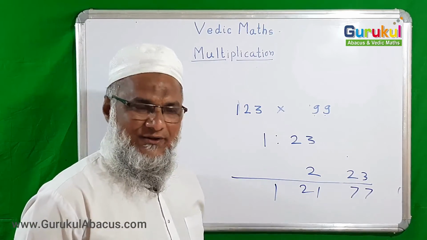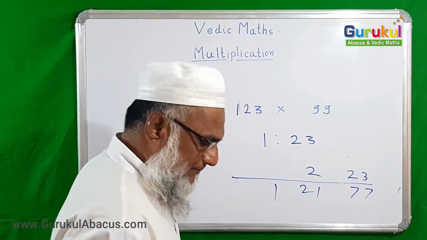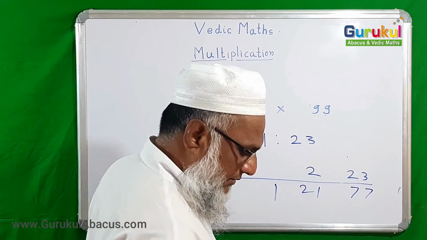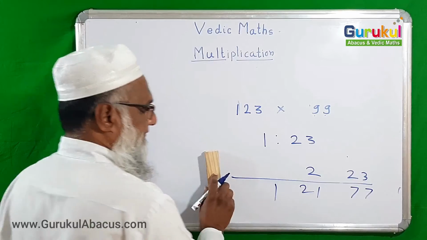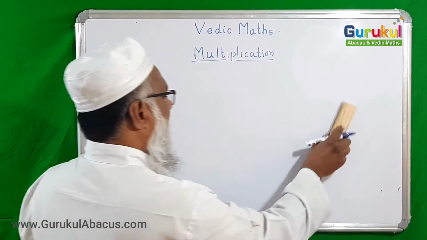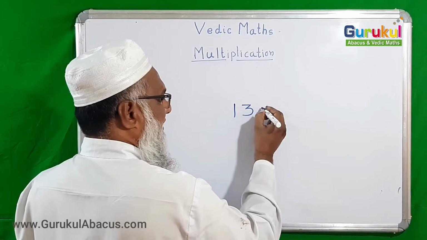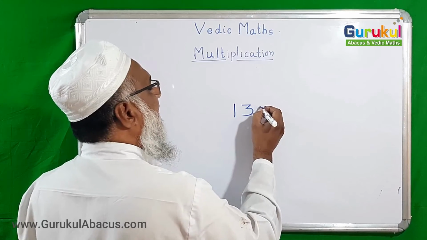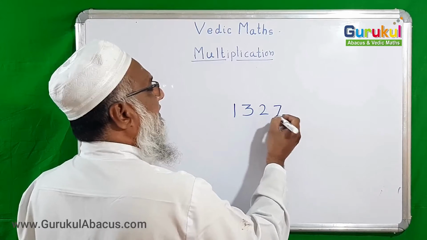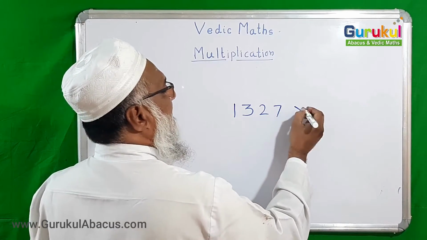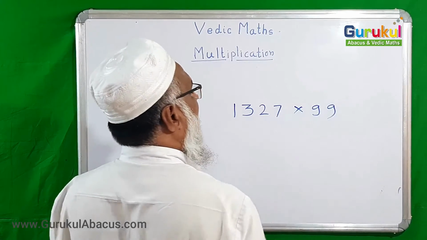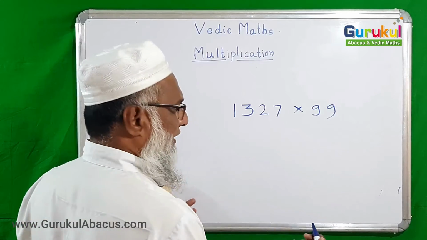This is the method. Okay, one more example we are taking, so then our understanding would be more clear by solving it. Suppose now here is 1327 multiplied by 99. Okay, so here also the same method.